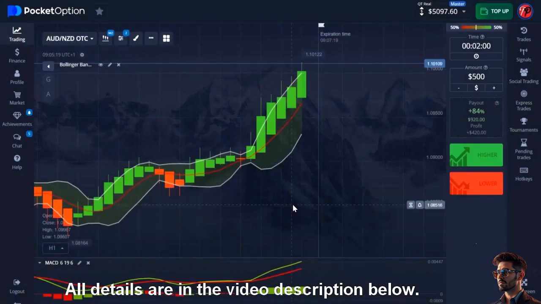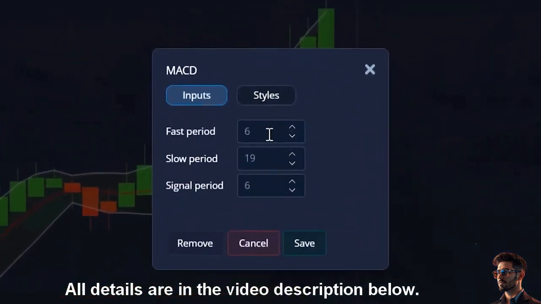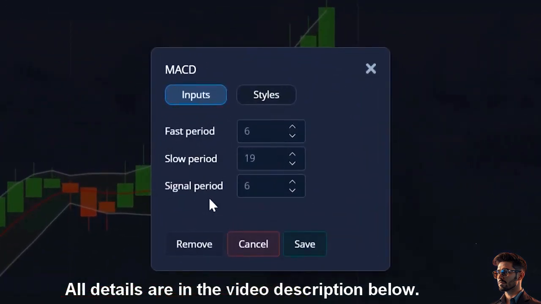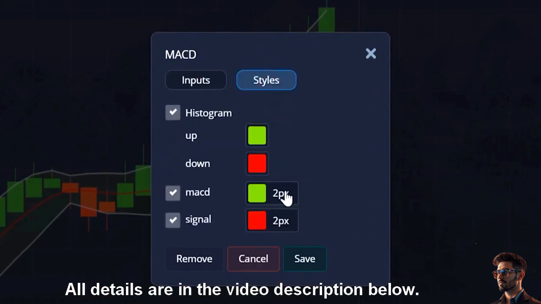The last indicator I use, which is the second indicator, is an MACD with a fast period of 6. The slow period is 19, while the signal period is 6. On the style part here, I make sure I set my MACD line and the signal line to 2 pixels. So that's pretty much all you have to do. When you're done, you hit save.